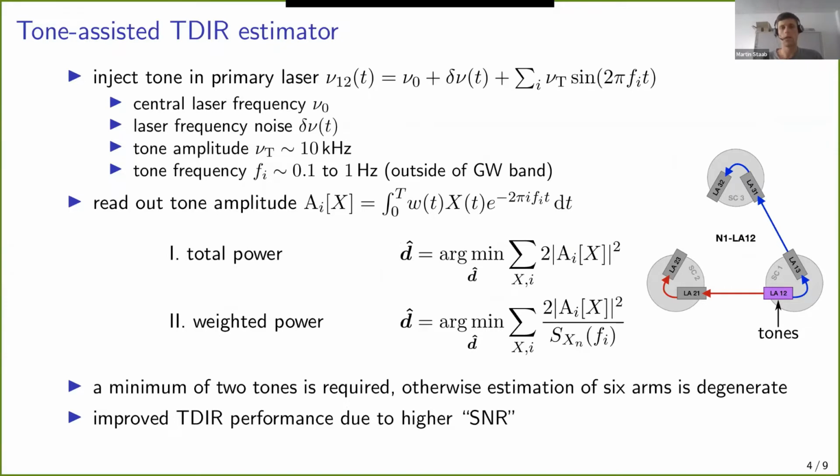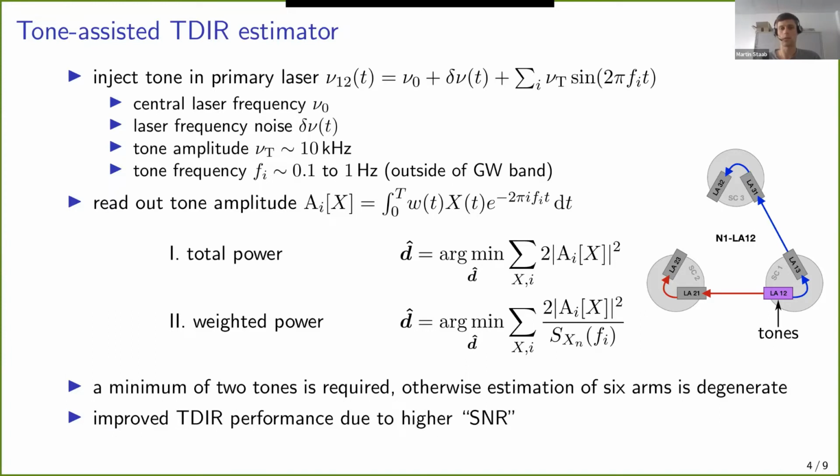So first, this equation shows you the technique we use to read out the tone amplitude at a specific frequency. So it's basically just a finite Fourier transform, which is also windowed. And we do that for both tones and for all three TDI combinations. And then we just sum up the modulus squares of those amplitudes to basically have a value for the total tone power in all three TDI combinations. And we try to minimize this to find the 6 arm lengths.